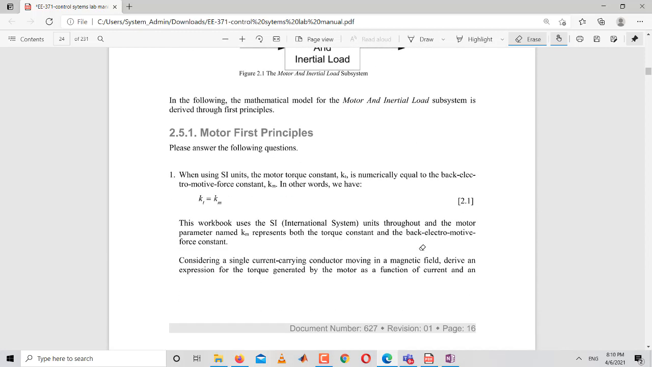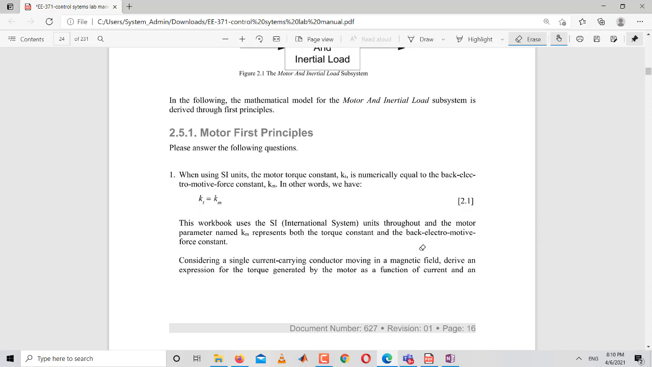Here, this is a blend of your courses electrical machines and instrumentation. I think you have read this, the first principle of the motors. So the first point here is a very important principle, that the motor torque constant and the back EMF constant are both equal to one another. So KT is equal to Km. We are going to use this principle in the derivation coming forward.